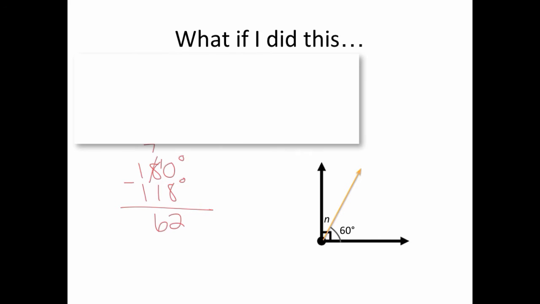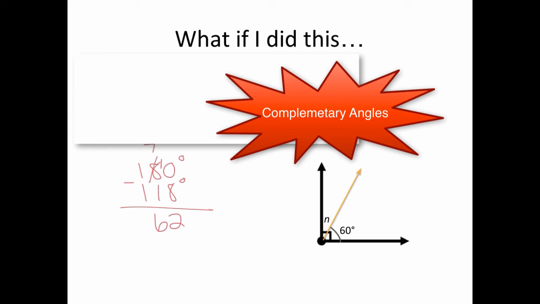Let's go to the next example that I have. If you're given the information in front of you, can you find the measure of angle n? Well, you see that perfect square corner, so this big angle right here has to have a total of 90 degrees. Therefore, these two smaller angles have to add up to 90 degrees. That means angle n and the 60-degree angle are complementary angles.